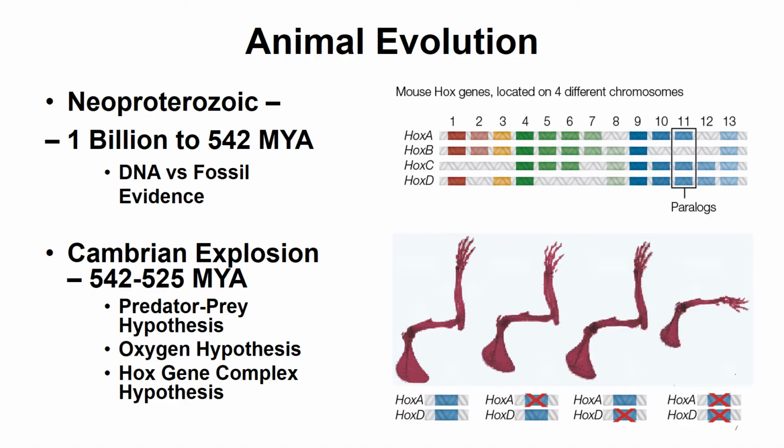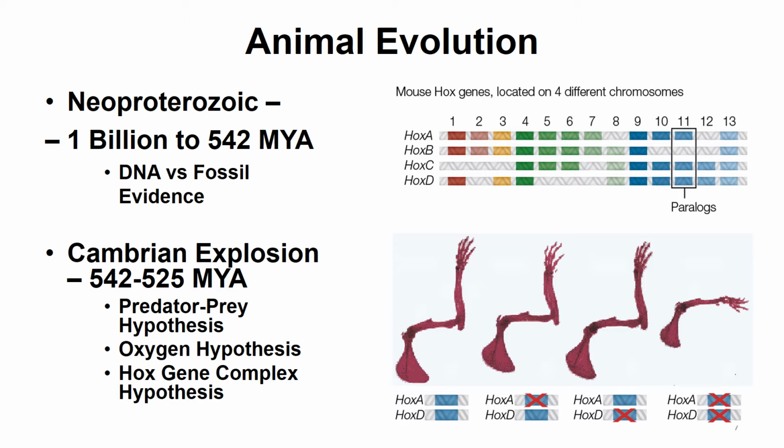The origin of animals is suggested to be between 1 billion to 542 million years ago. Molecular evidence suggests the older date, while fossils support the earlier, probably because it took a while for animals to evolve hard parts that would actually fossilize. The Cambrian explosion is a huge age of animal diversity.